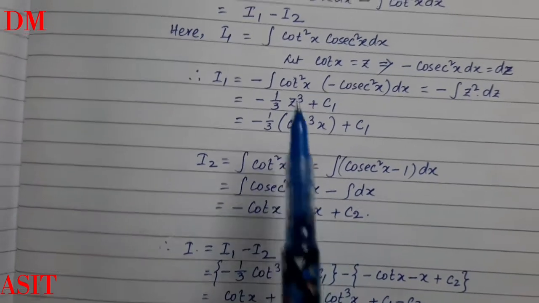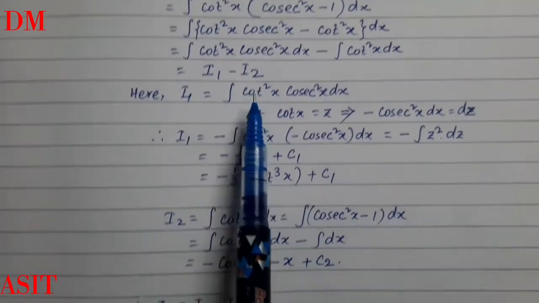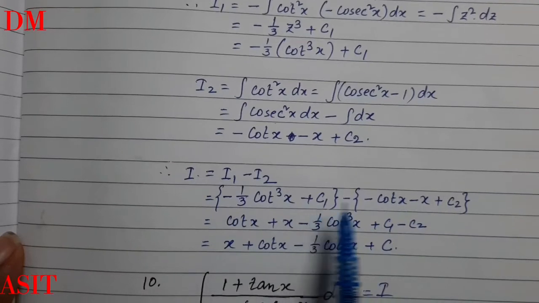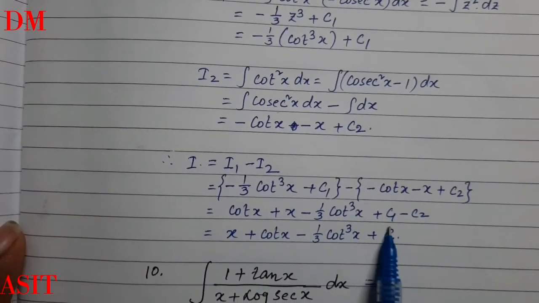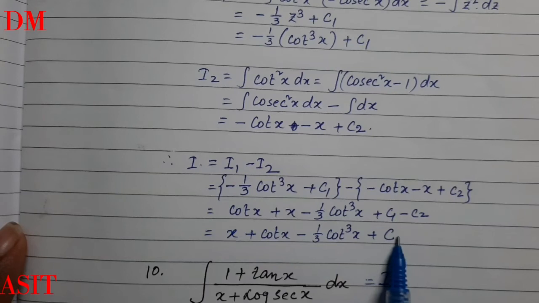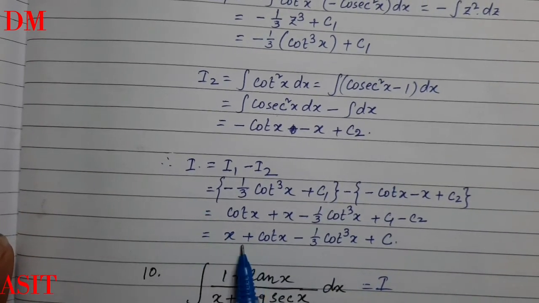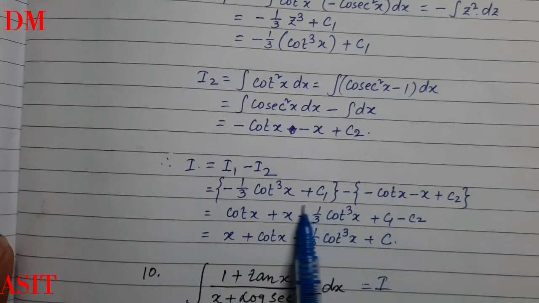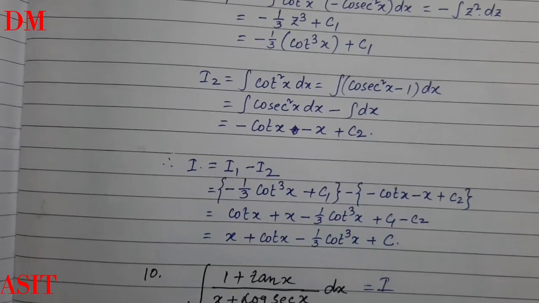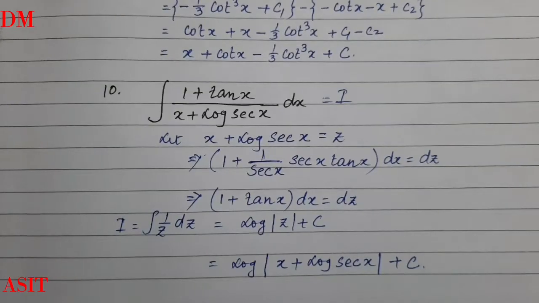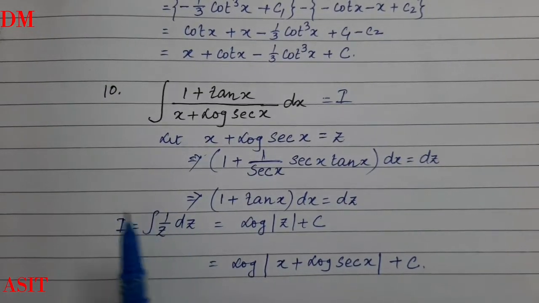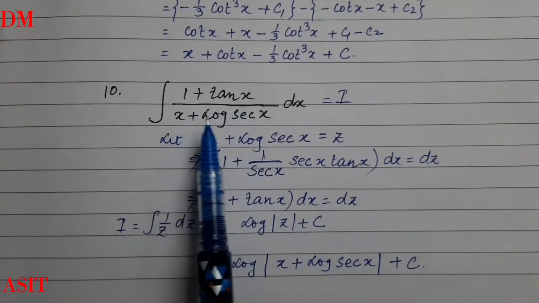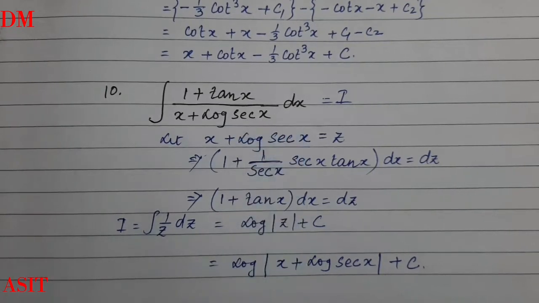Now what we have to do: I was I1 minus I2. So I is equal to I1 minus I2. Just put the values here and simplify, and at the end c1 minus c2 will be c. So I will be x plus cot x minus 1 by 3 cot cube x plus c. Just put the values of I1 and I2 and simplify. That's all. Now let us see the 10th question. It is given to integrate 1 plus tan x by x plus log of secant x dx.